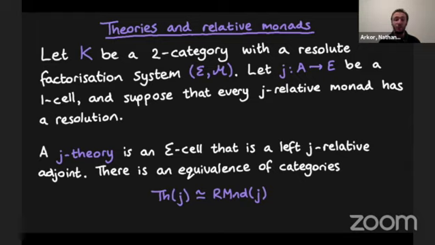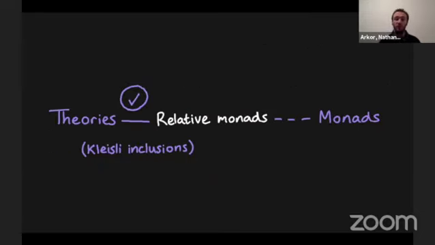And in this case, we can prove there's an equivalence of categories between the J theories and the J relative monads. Now I haven't defined the morphisms of these categories here, but they essentially are the same as in the classical setting. Now, the proof of this is very similar to the proof in the classical setting. Essentially, what this resolute factorization system allows us to do is show that the E cells that have this property characterize the Kleisli inclusions for J relative monads. So this gives us the connection between theories and relative monads given by this Kleisli characterization.